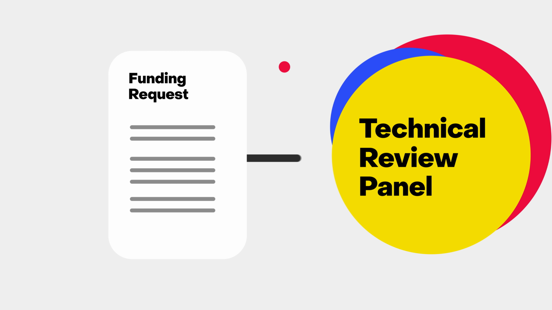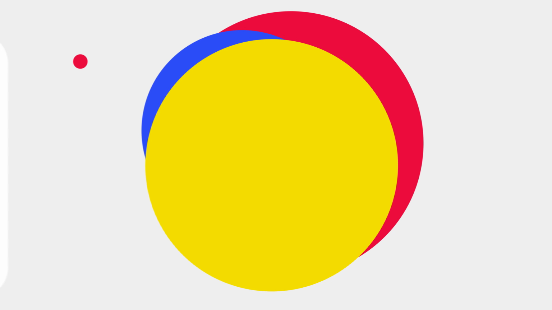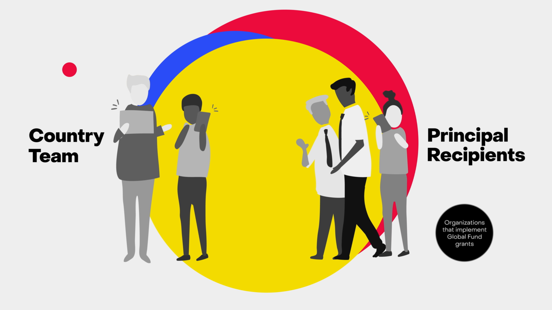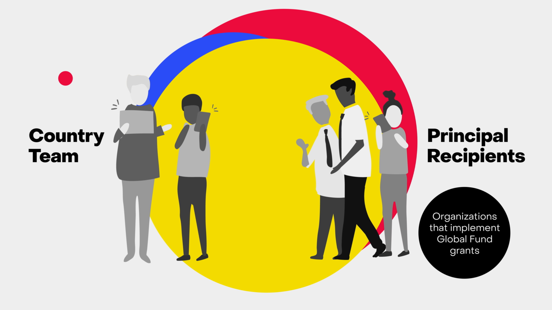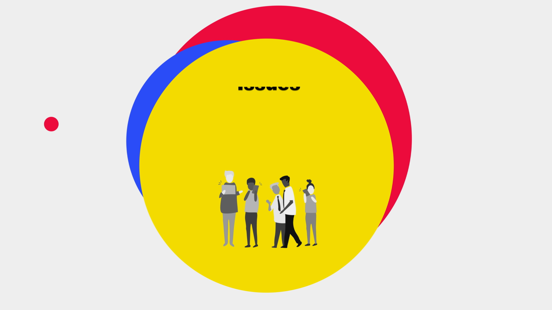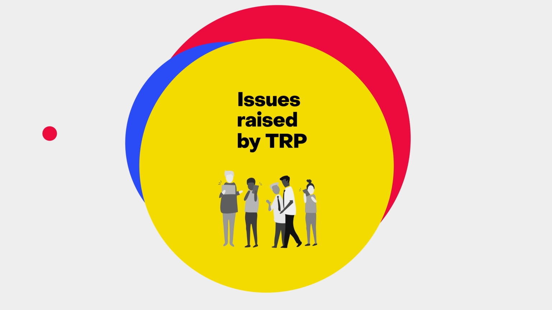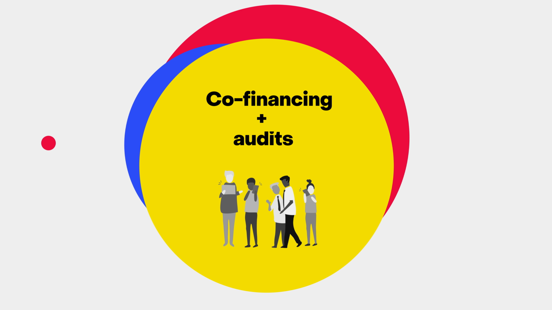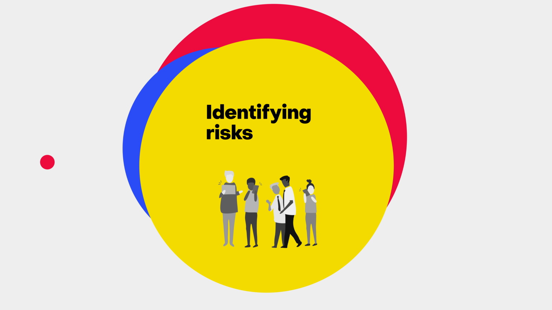Once a funding request is submitted to the Technical Review Panel, or TRP, the Global Fund country team works closely with the Principal Recipient, or PR, to begin grant making. Country teams and PRs start by negotiating a grant. These preparations include finalizing grant documents, addressing any issues raised by the Technical Review Panel, agreeing co-financing commitments and audit arrangements, and lastly, identifying any potential risks.